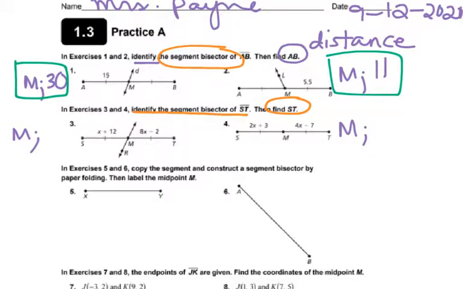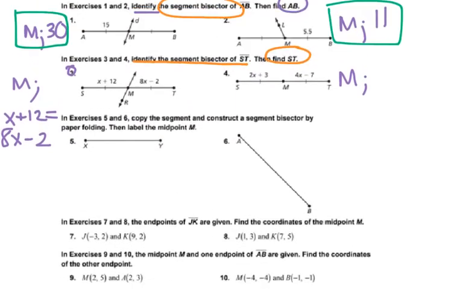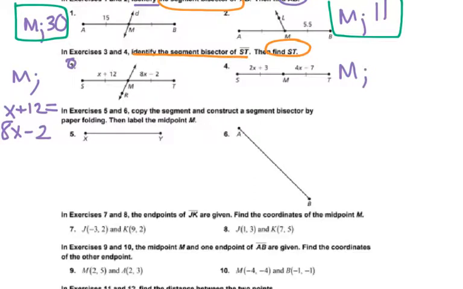If I know that these two things are equal, we're in number 3, x plus 12 is equal to 8x minus 2, then I can use my scratch paper and I can write that x plus 12 is equal to 8x minus 2. Of course, this is not ideal. So what I'm going to do is move this over. I think I can move it over, or at least move down here. And I'm going to write all in one line, just like we did from algebra.